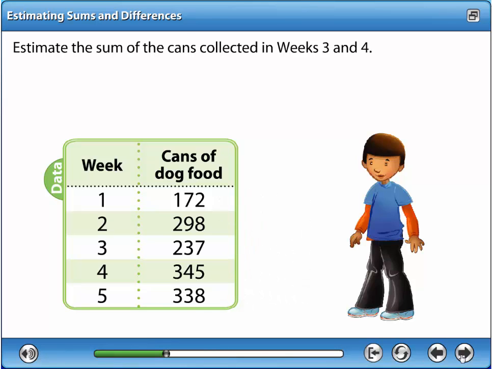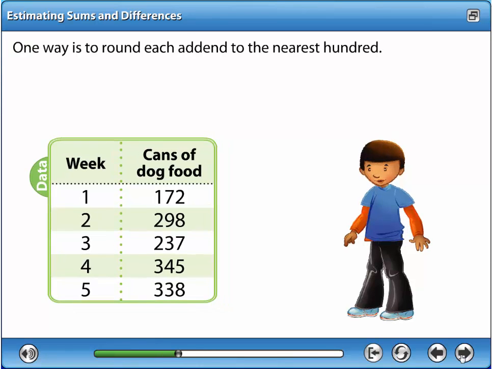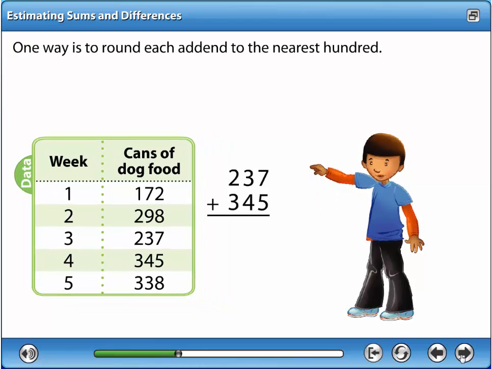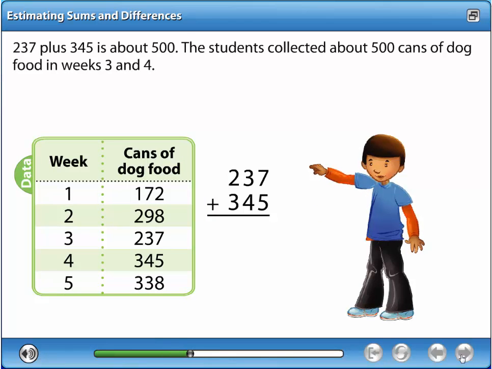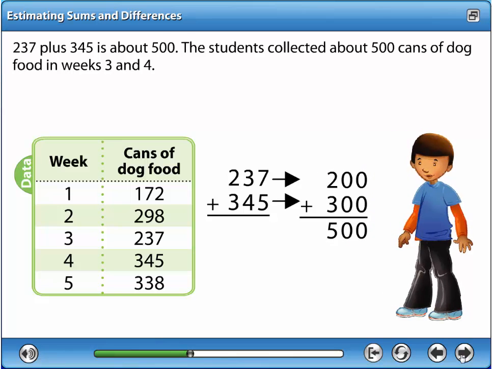Estimate the sum of the cans collected in weeks 3 and 4. One way is to round each addend to the nearest 100. 237 plus 345 is about 500. The students collected about 500 cans of dog food in weeks 3 and 4.